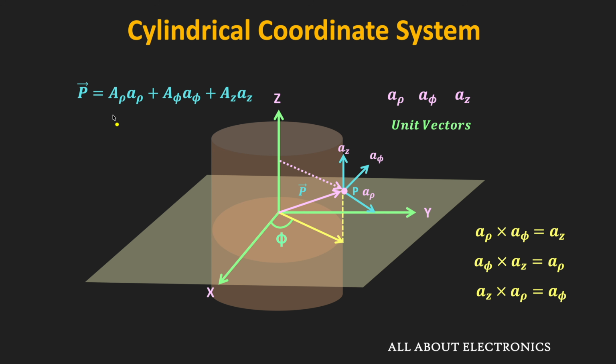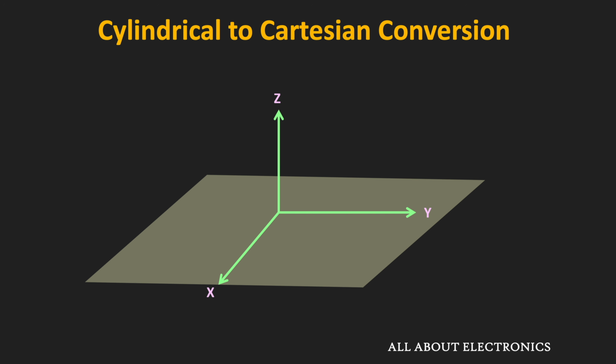So similarly, if you see this a_rho, a_phi and a_z, then they are the components of the unit vector in the respective directions. Very soon we shall see how to find these components. But before that, first let us see, if we have been given a point in the cylindrical coordinate system, then how to convert it into the Cartesian coordinate system. And vice versa, we will also see that if the point is given in the Cartesian coordinate system, then how to convert it into the cylindrical coordinate system, because this conversion will be required for finding a_rho, a_phi and a_z.